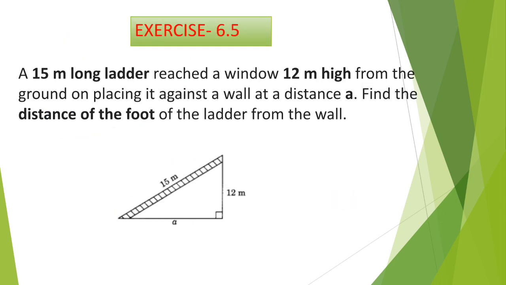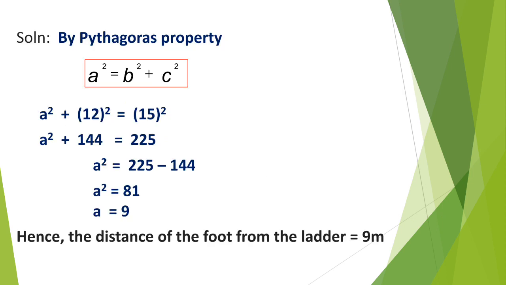First problem, a 15 meter ladder reaches against a wall. From the top of the ladder to the bottom of the wall, the distance is 12 meter. We are finding the distance between the bottom of the ladder and the bottom of the wall.